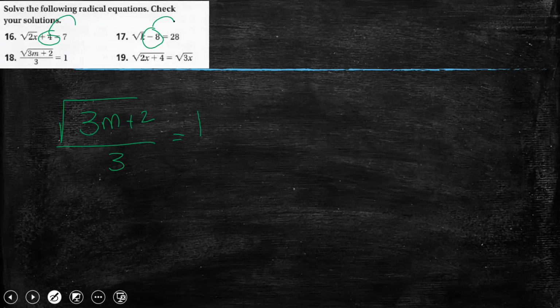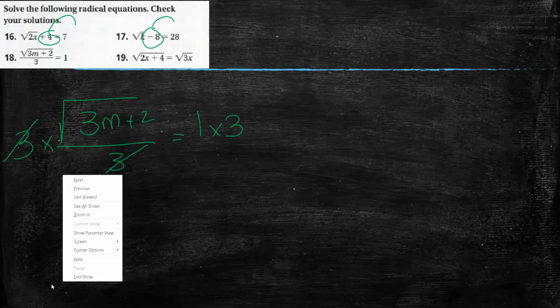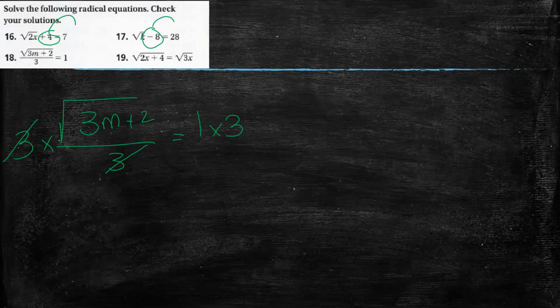So how can I remove this 3? By multiplying by the cross product, or by multiplying by the reciprocal of 3. When you do this step, you cancel the 3, because I must keep the radical expression isolated. Oh, so okay, I have square root of 3m plus 2 equals 3. Okay, thank you, teacher. You're welcome.